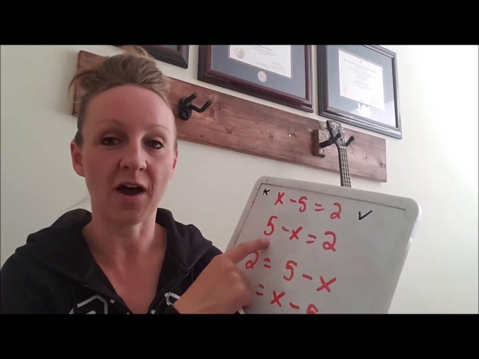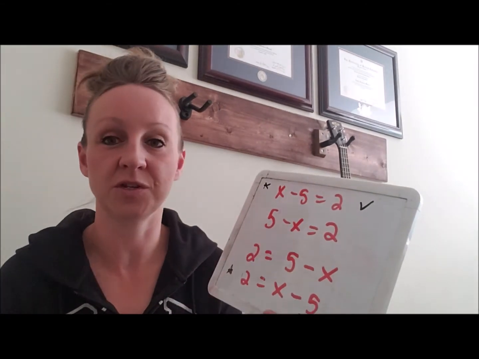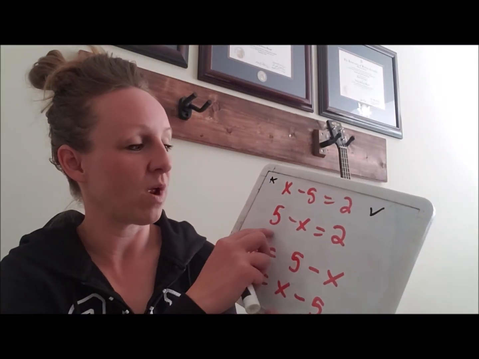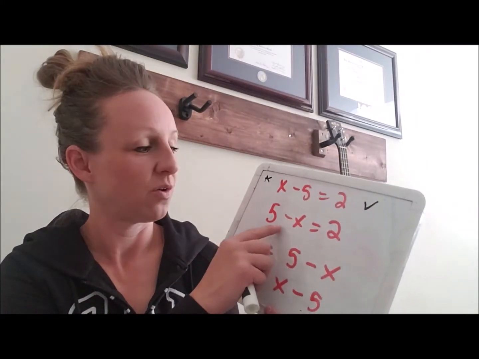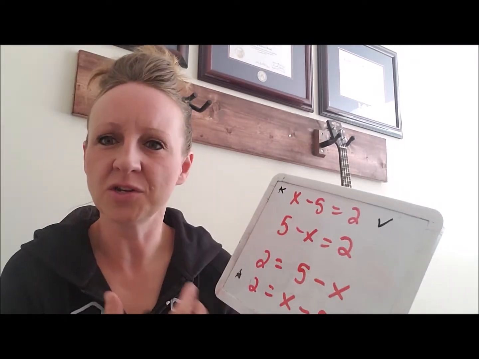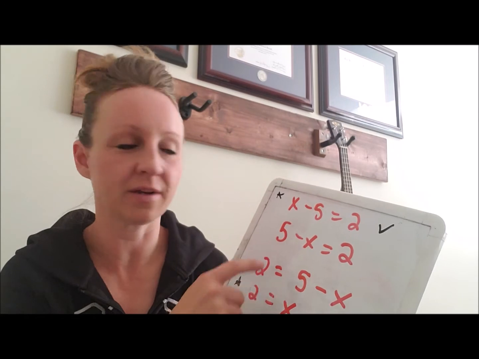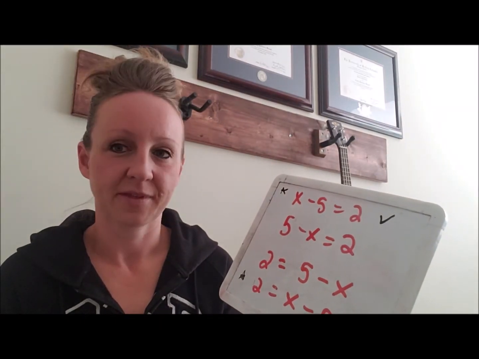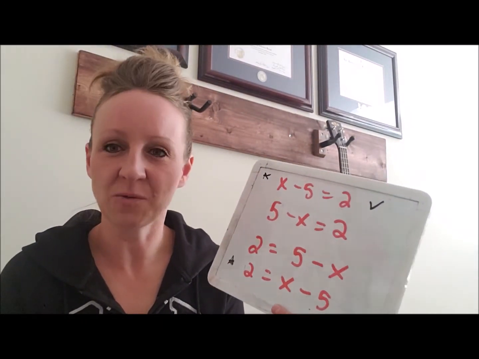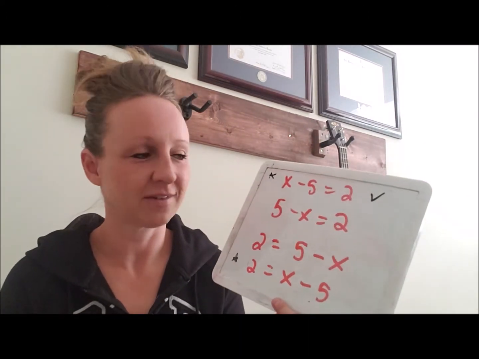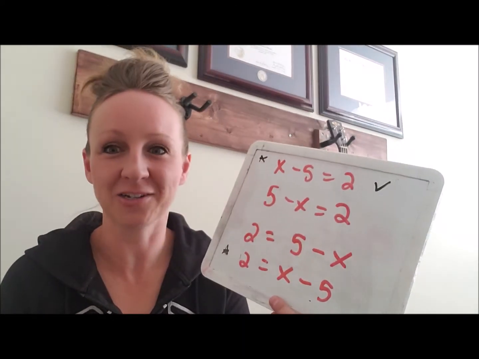This is saying we have 5, we take away something, and we're ending up with 2. How do we solve it? And the problem is that when we have the variable here, it's really hard to know what to do. Do we take away 5? Do we add 5? So this is what I'm going to show you today, how do we handle this one? Because this is tricky, and the steps involved in figuring this out are really tricky.